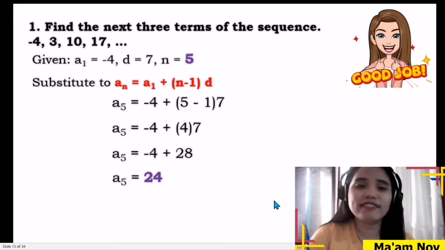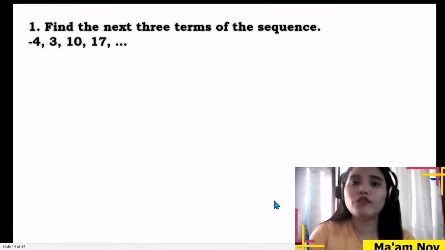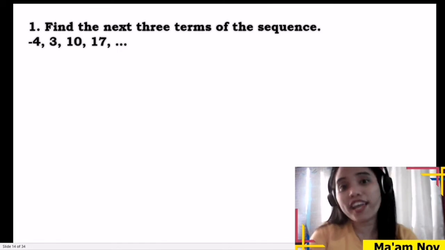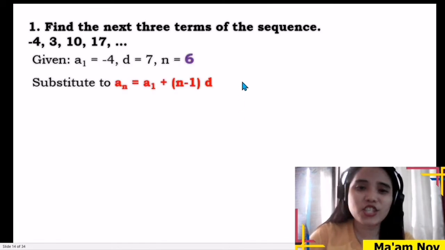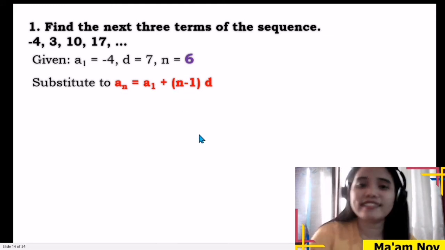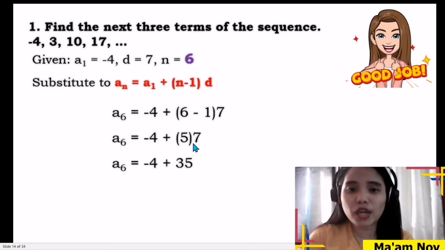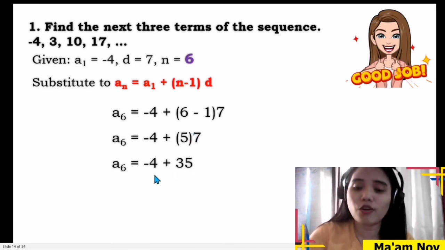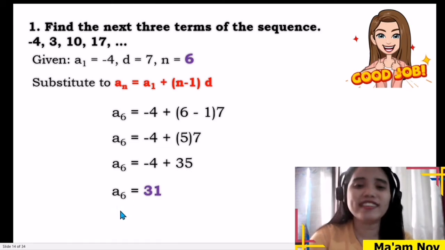6th term na naman. So, if 6th term ang hinahanap, what is our n? 6. That's right. So, our n is 6. So, substitute lang natin lahat. 6 minus 1 is 5. Times 7 is 35. Plus negative 4 is 31. So, our 6th term is 31.